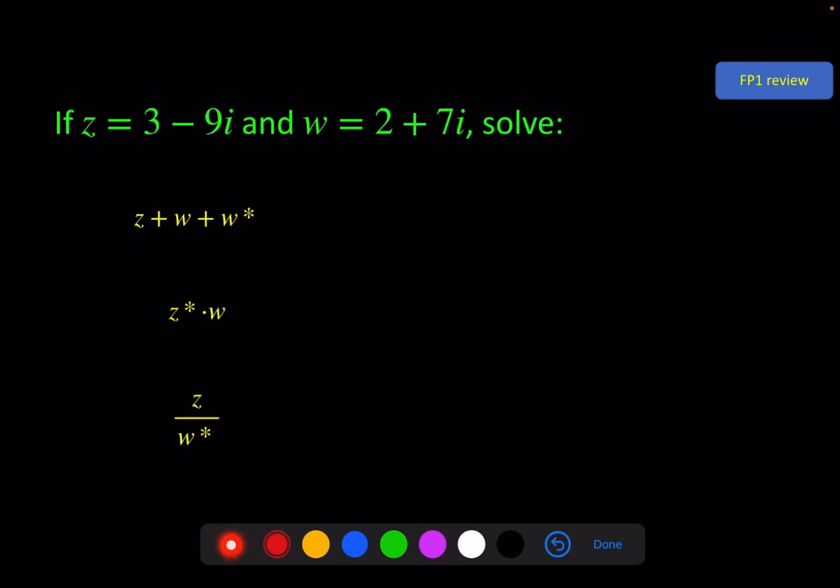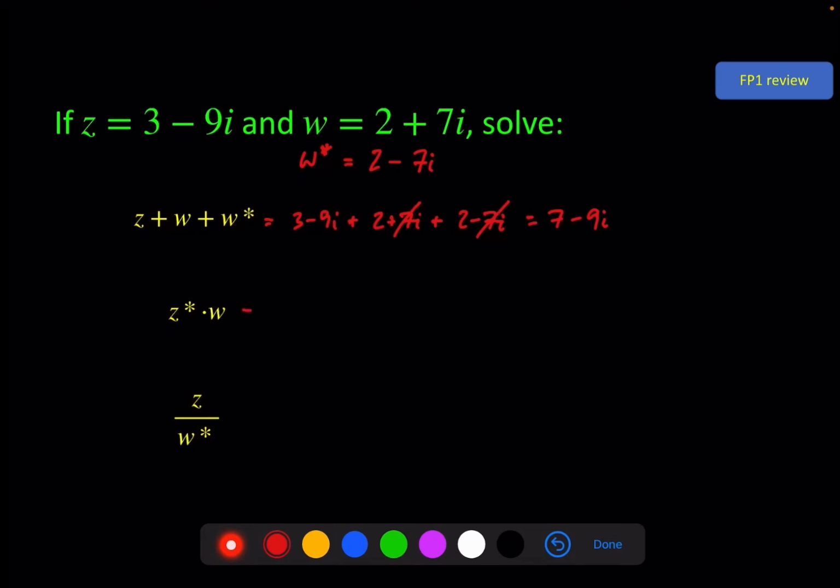First one here, Z plus W plus the complex conjugate of W. So remember, the complex conjugate just replaces the symbol for the imaginary part with its opposite. So instead of plus here, we have a minus. So this gives us 3 minus 9i plus 2 plus 7i plus 2 minus 7i. So we end up with 7 minus 9i.